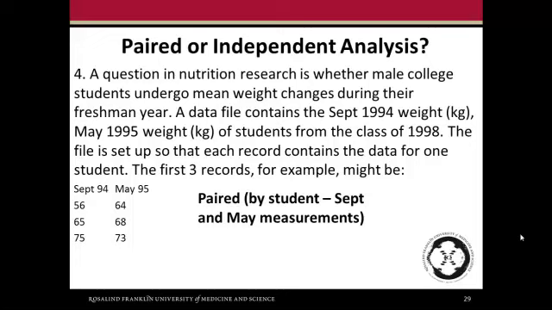Again, this allows us to control for their lifestyle, for genetics. Students' metabolism might be different, so we do a paired analysis, and that would be stronger than just measuring data from a bunch of individuals in September and then getting a different group of individuals the following May if we want to look at weight gain and weight changes.